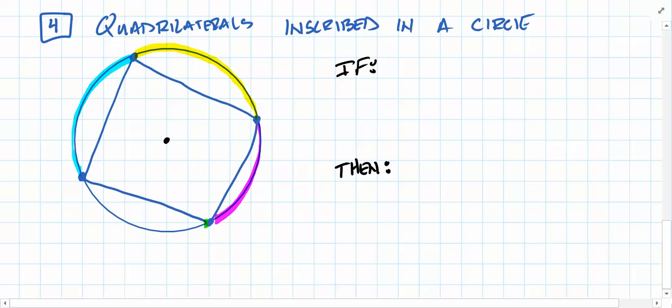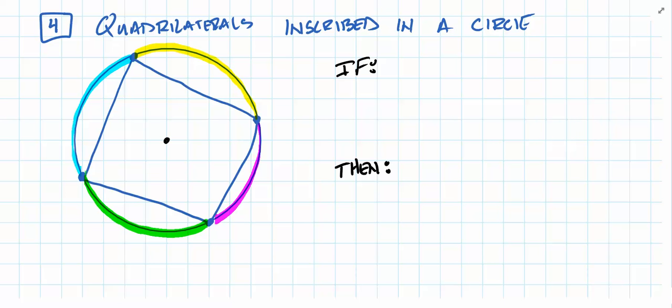So what's true about all the way around the circle? All those arcs, what do they have to equal? 360. Every single arc has to equal 360. All of them added together equal 360, right?